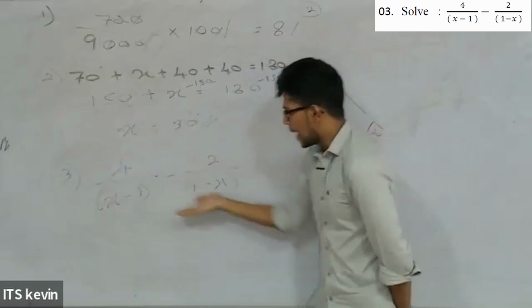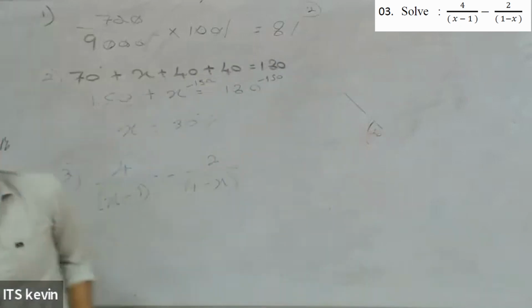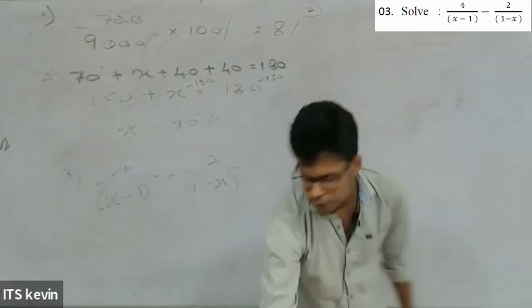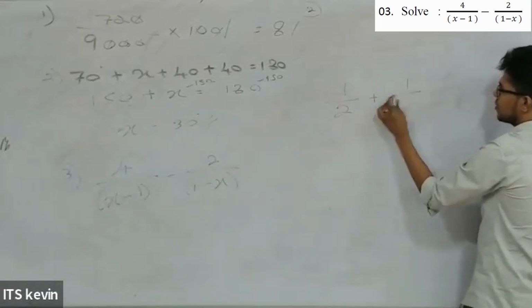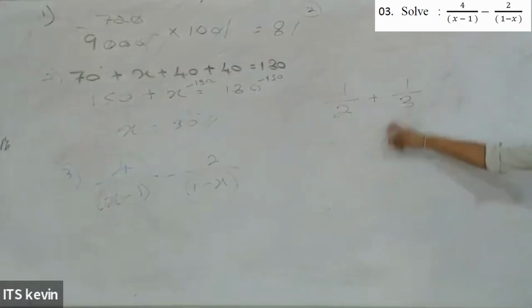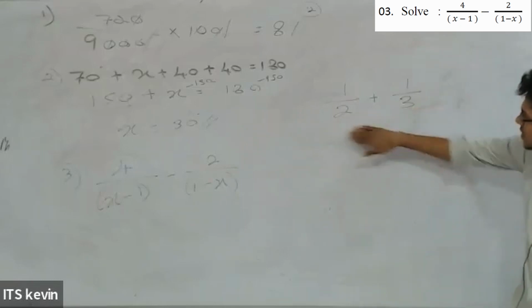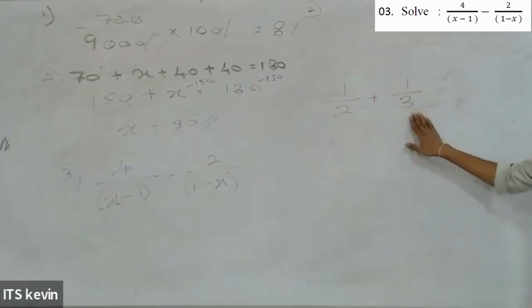So if you need to add or subtract two fractions, what should be the condition? Any two fractions. If you want to add or subtract two fractions, like for example, half plus 1 over 3. If you want to add these two, what is the condition? The denominators should be equal. So how do you make the denominators equal? This one you can multiply by 3 and this one by 2.